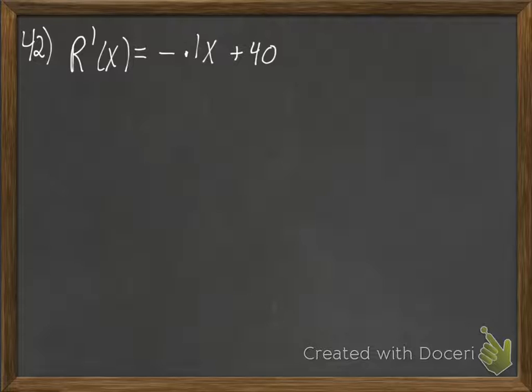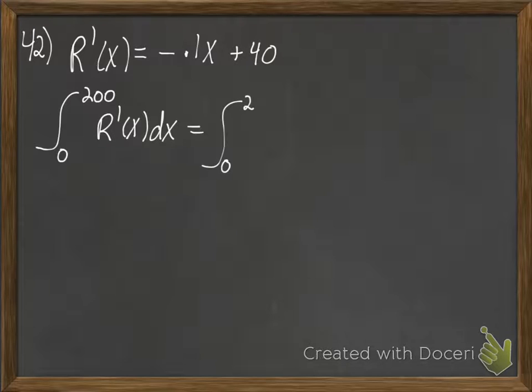So total revenue would be the net change from when they started at 0 toasters to when they got up to 200 toasters. So we want to find the net change, and that would just be the integral from 0 to 200 of R prime. So the integral from 0 to 200 of negative 0.1x plus 40.